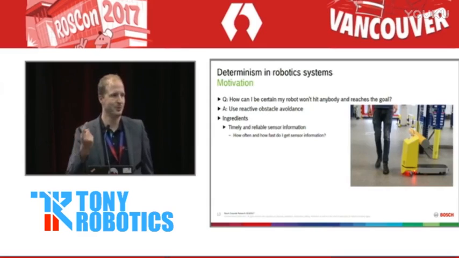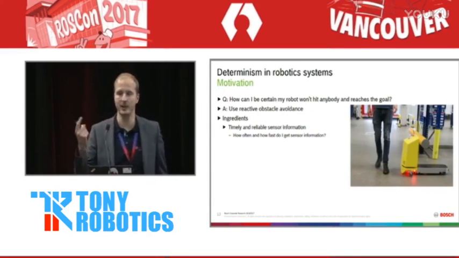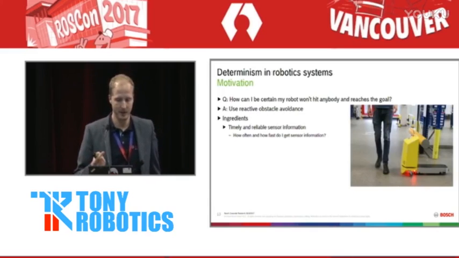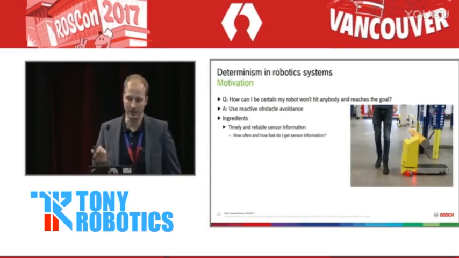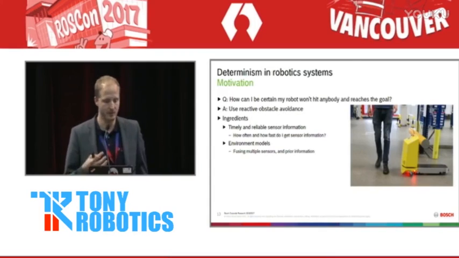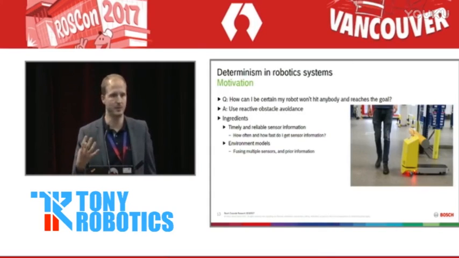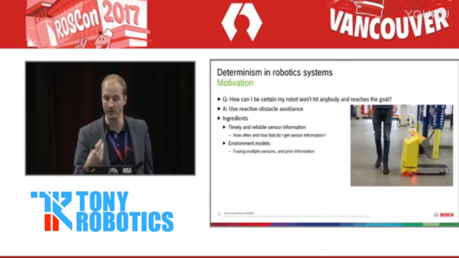Sensors to actually detect the obstacle. And then the question is, how often do I get data from my sensors? And what's the delay of the sensor? So I need to know that. Then I have an environment model, because I can't see everything. Few sensors, few prior information, like where was the robot when my sensor data was taken.